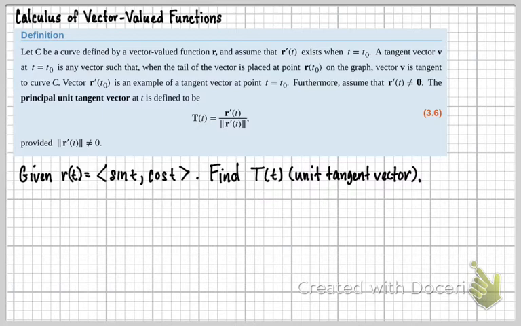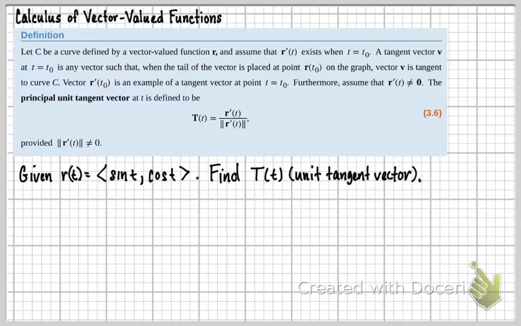The principal unit tangent vector at t is defined to be capital T equaling r prime t over the magnitude of r prime t, provided that the magnitude of r prime t is not zero. So this tangent vector we use for different calculations later on in the class. Right now, we're just going to try to find this tangent vector.